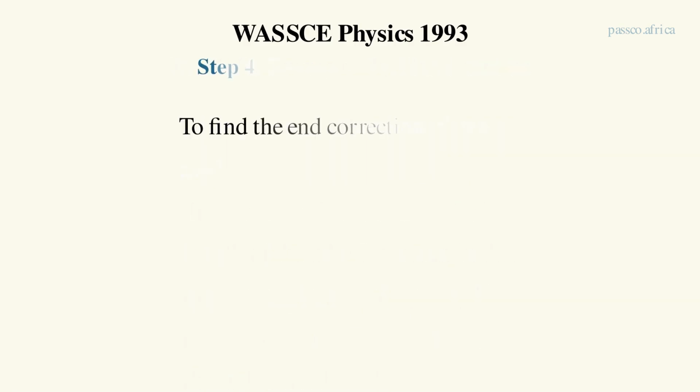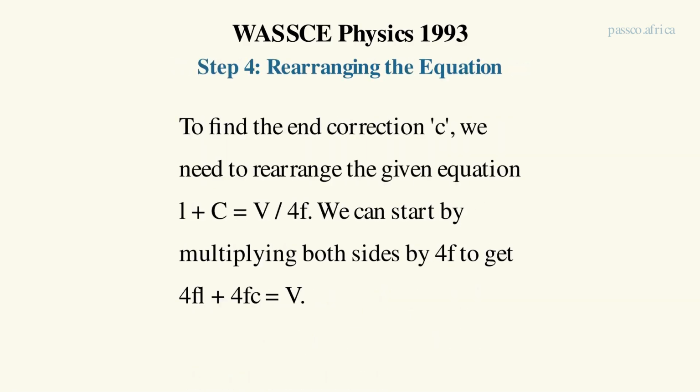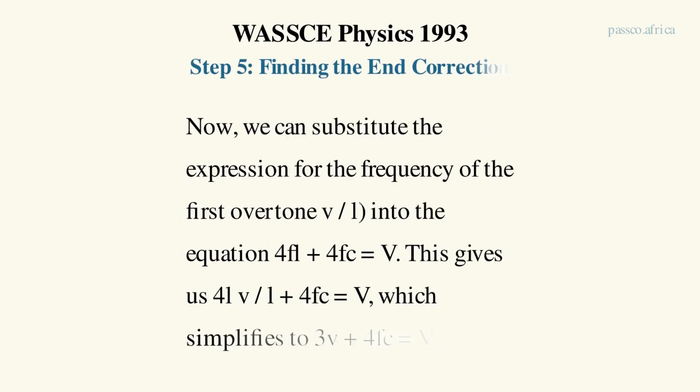Step 4. Rearranging the equation. To find the end correction C, we need to rearrange the given equation L plus C equals V/4F. We can start by multiplying both sides by 4F to get 4FL plus 4FC equals V. Step 5. Finding the end correction. Now, we can substitute the expression for the frequency of the first overtone, V/L, into the equation 4FL plus 4FC equals V. This gives us 4LV/L plus 4FC equals V, which simplifies to 3V plus 4FC equals V.